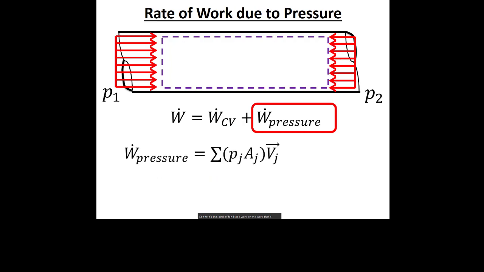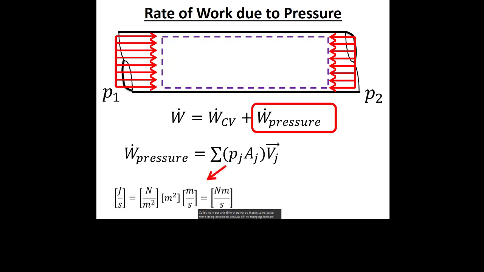So this pressure work, right, we're going to find that out by looking at all the inlets and outlets, taking the pressure times the area multiplied by the velocity. This isn't really work, right, because it's work with a dot on top of it, so it's work per unit time, or power. So there's some power that's being developed because of the change in pressure in my flow.